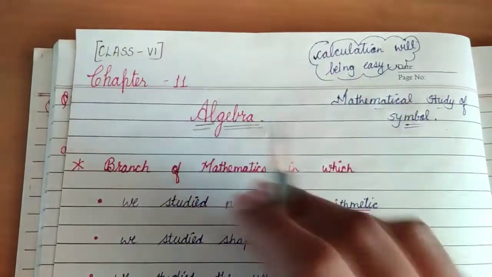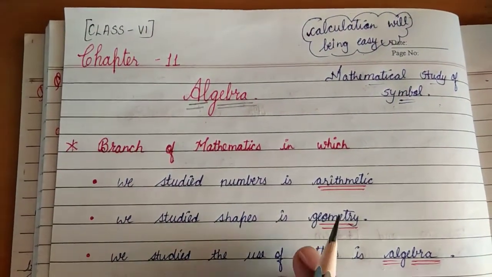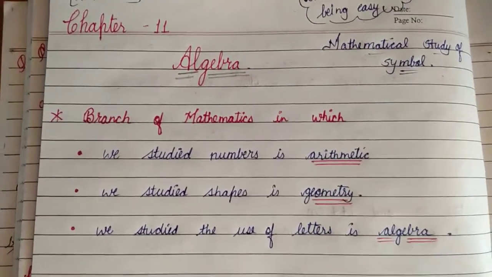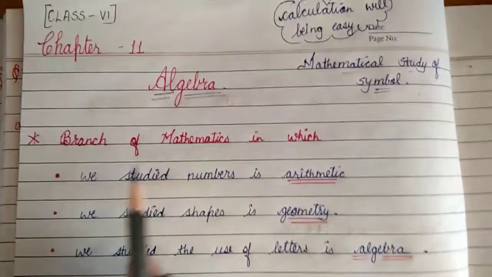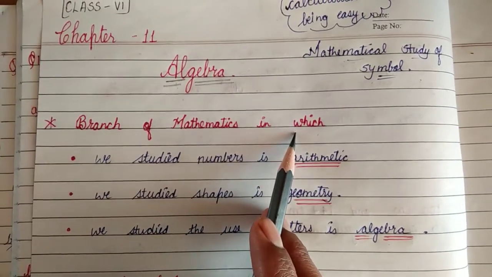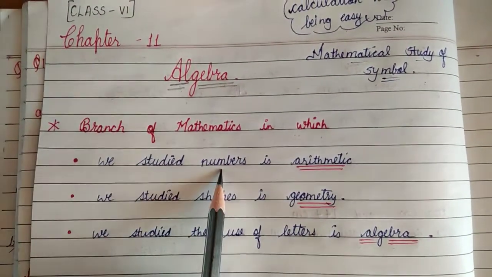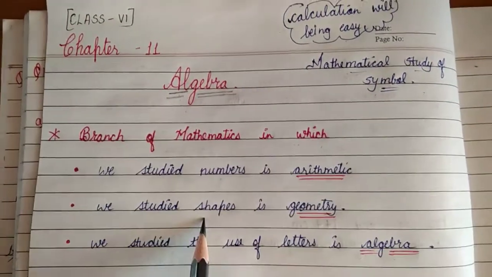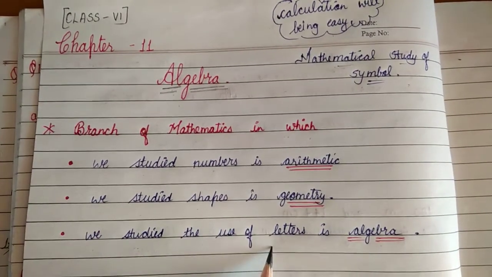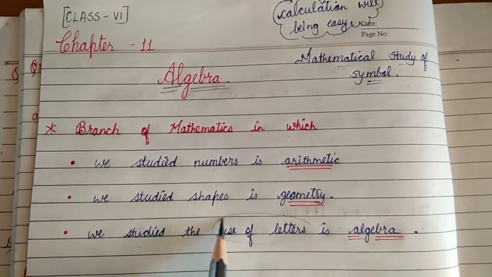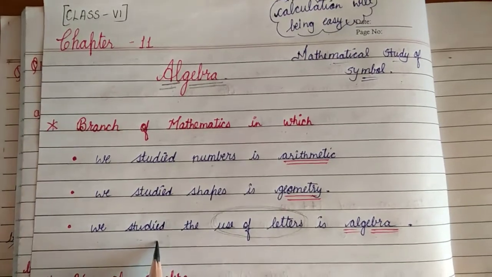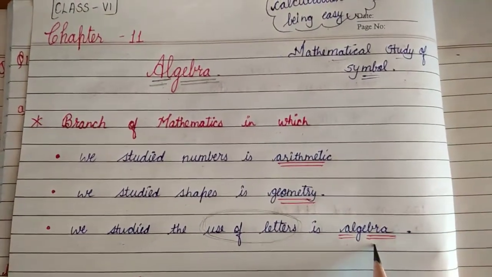Now, the different branches of mathematics that we studied in the previous classes, up to class 6, we will see afterwards. The study of numbers is arithmetic. The study of shape is geometry. And the branch in which we use letters in the study is known as algebra.